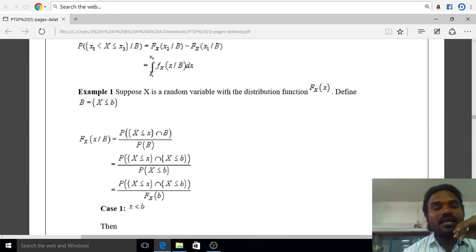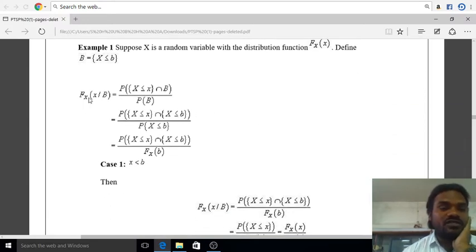We have the standard formula. In the last class we discussed the probability distribution function, in other words the conditional probability distribution function given B. F_X of x given B is equal to the probability of x less than or equal to small x intersection B, divided by the probability of B, because we are defining the distribution function with respect to the event B, and only then it is called conditional probability.